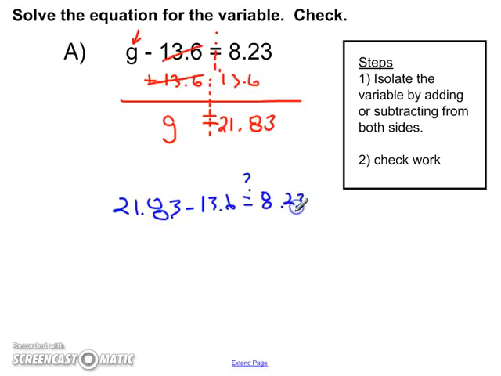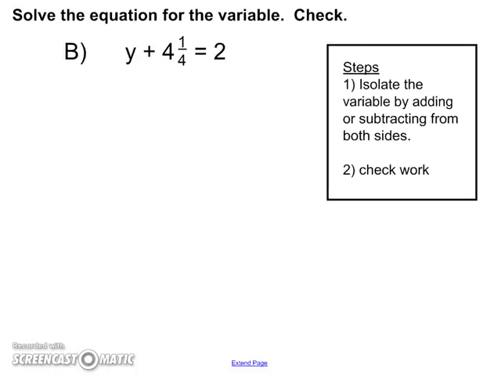Now, for the sake of time, it is. But if you needed to, you could set it up on the side of your paper and check to see, or even put it in a calculator and check to see if those work out. But yes, they do. So again, you'll notice here, nothing is different other than we have to take into account our decimals. So, okay, fractions.